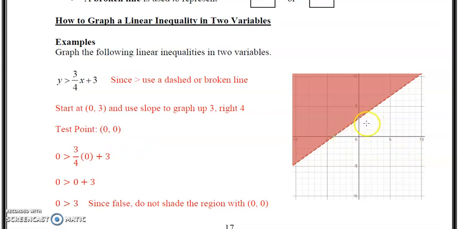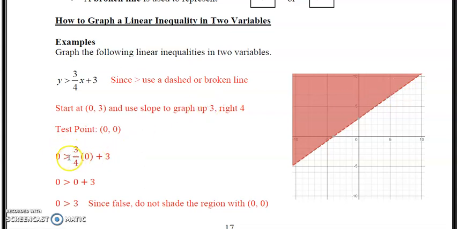I can go back and show you how to graph the linear line. I don't think that should be an issue here, but you'll see the point here at (0, 3), and then we go up 3, right 4, up 3, right 4. Again, you only need two coordinates to graph a linear inequality.